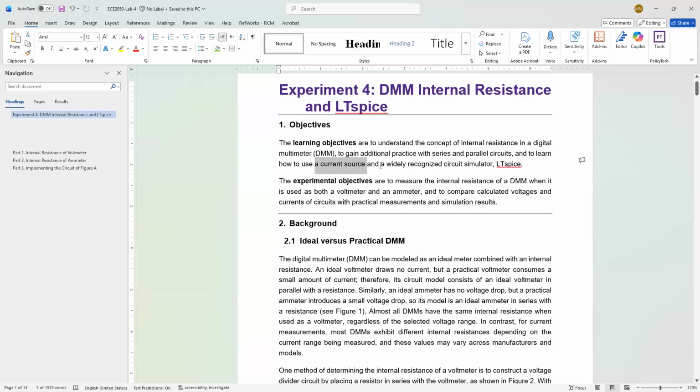The last thing we will do in this lab is that you are going to download and use a very famous circuit simulator. It is called LTspice. Okay, so let's start one by one.